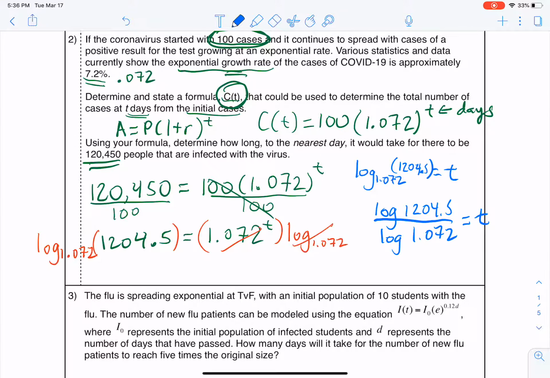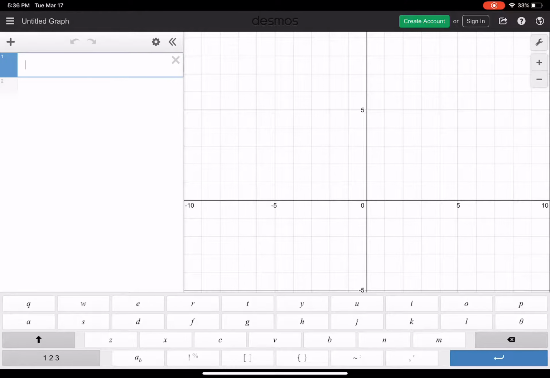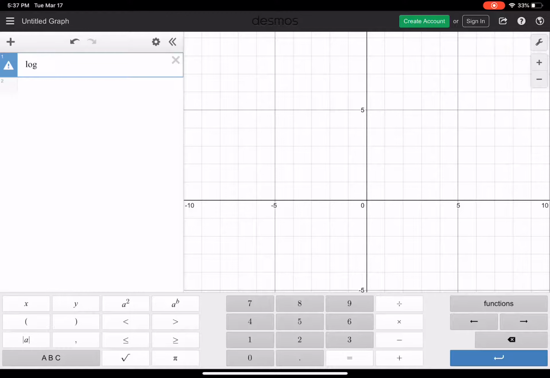All right, so I can't do this by hand, so I'm going to actually move to a calculator. I'm going to move to Desmos. And to input this in Desmos, I actually need to type in log. So I'm going to go to the alphabet, type log, go back to my numbers, and then it was the log of 1,204.5. And I'll close the parentheses.